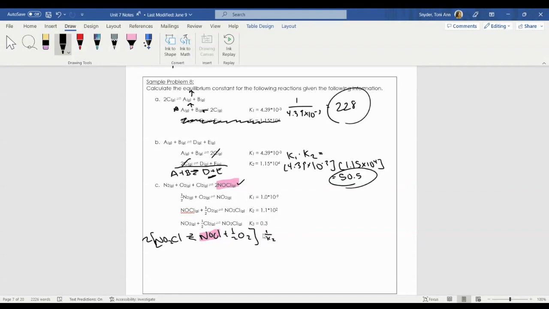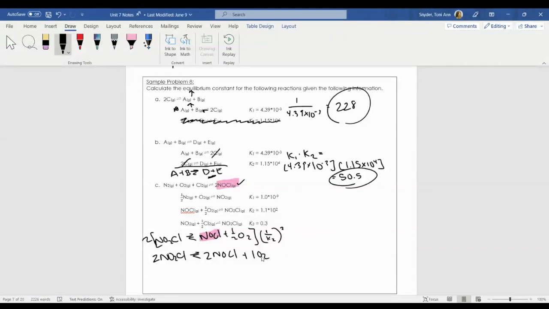So what does that mean for this value? If I'm multiplying this whole entire reaction, if I'm doing it twice, I have to square that equilibrium constant. So I have to square the inverse of K2. So if I was to rewrite this over, I have 2NO2Cl is in equilibrium with 2NOCl plus 1 O2.